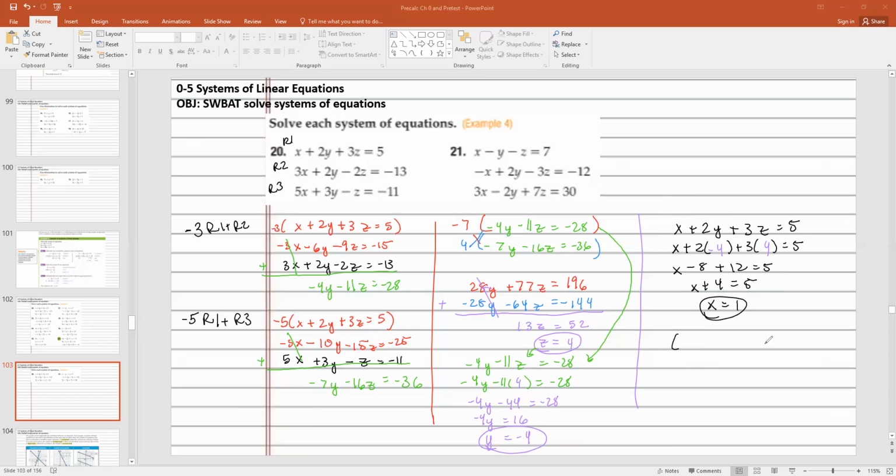And there we go. So for the answer, it's going to be x, y, z. Always goes in order. So 1, negative 4, and 4. And that's it. So feel free to try those other ones and see how it goes.